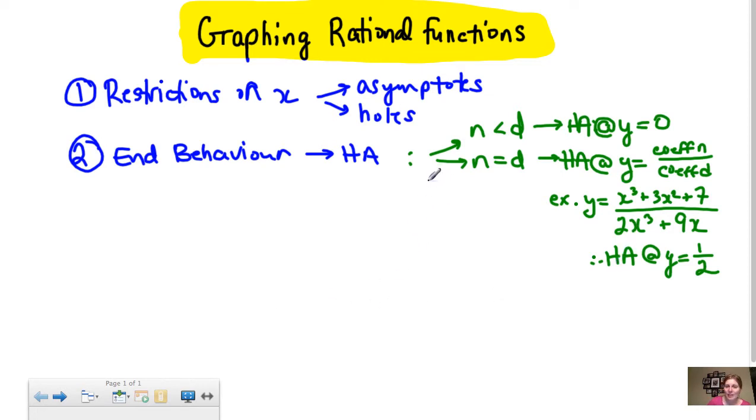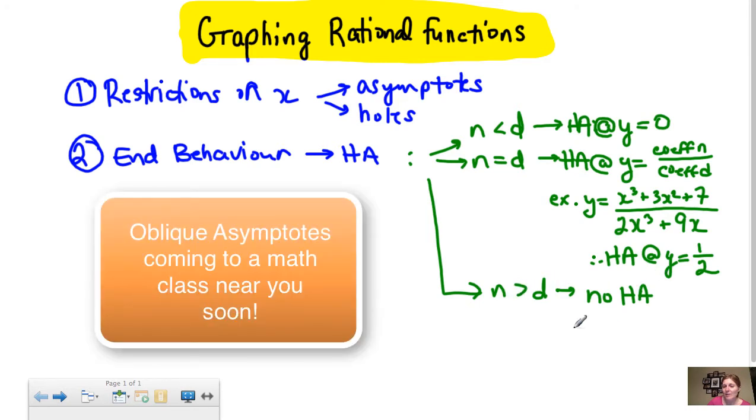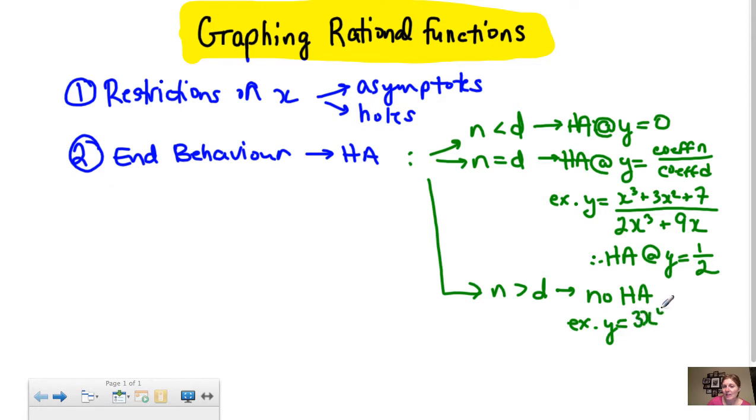Okay, the third thing that you would have figured out is if n is greater than d, then we're going to have no horizontal asymptote. What we are going to have is something called an oblique asymptote, potentially, and we'll talk more about oblique asymptotes later. But if the numerator degree is greater than the denominator degree, for example, in the case where y is equal to 3x to the 4th plus 7 over 2x cubed minus 1, because the numerator is a greater degree than the denominator, then there will be no horizontal asymptote. Okay, let's keep going.